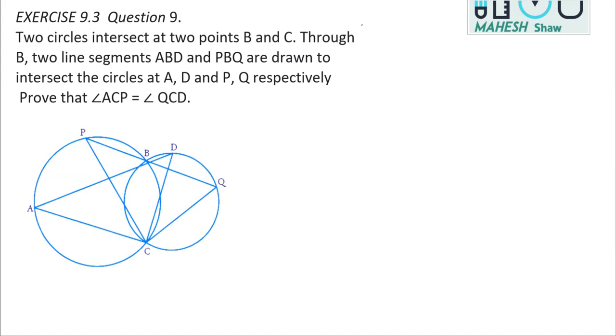And what we need to prove here is that angle ACP is equal to QCD, that is this angle. We need to prove these two angles equal. So this question is actually based on the third angle property, which says that if two angles of a triangle are equal to two angles of another triangle, then their third angle must be equal.